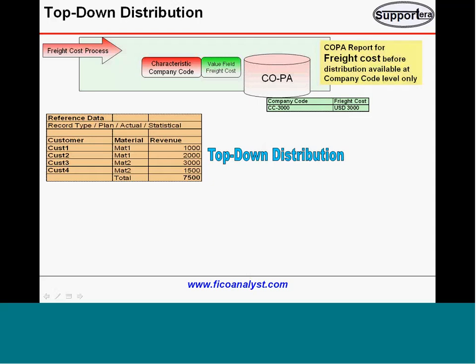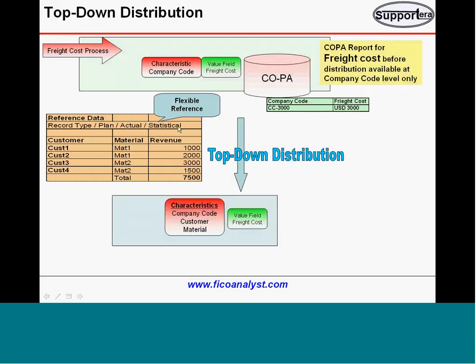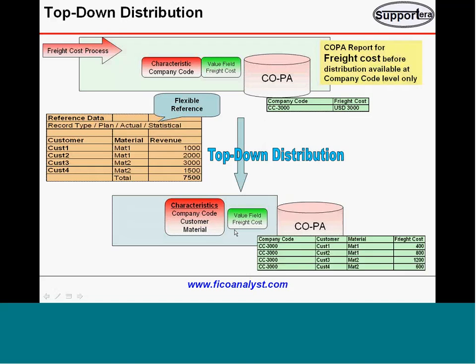So in this example, customer 1, 2, 3, 4, material 1, 2, got posted into revenue, right? So this is, again, one example as revenue. You can take anything, as days, right? And this is pretty much, as I told you, flexible reference, right? And then when you do the top-down distribution, what will happen is that in COPA you will have company code, customer, material, and then value field, and the data will be much more detailed, right? So this is what we will see.